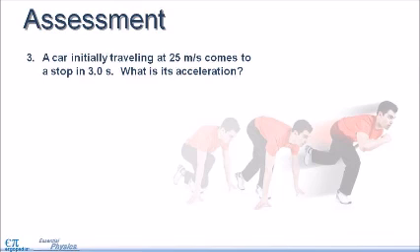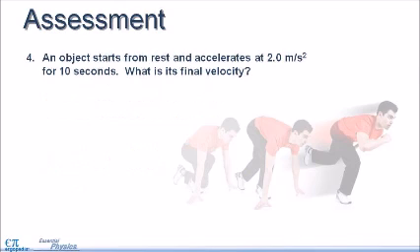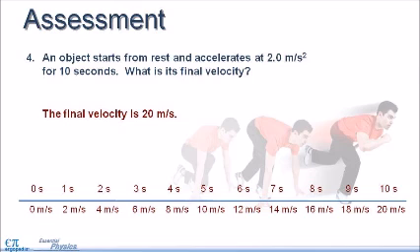A car initially traveling at 25 meters per second comes to a stop in 3 seconds. What is its acceleration? A change of minus 25 meters per second over 3 seconds is an acceleration of minus 8.3 meters per second squared. An object starts from rest and accelerates at 2 meters per second squared for 10 seconds. What is its final velocity? The final velocity is 20 meters per second, as you can see below.